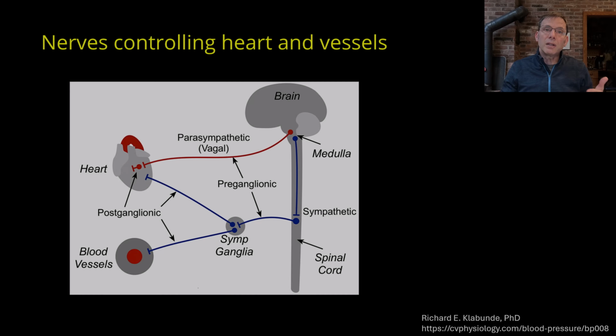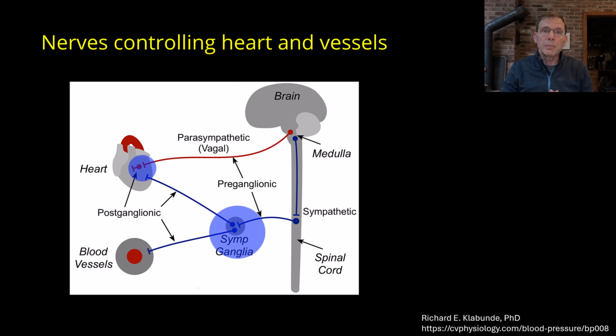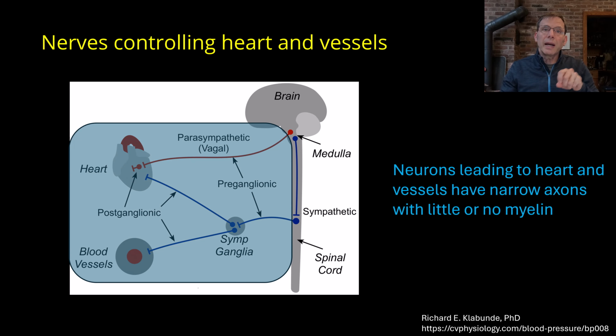Signals that affect heart activity take longer to arrive at the target, not only because there's an extra synapse, but because the neurons conduct the action potential slower. These axons are narrower and have either little myelin or none at all.